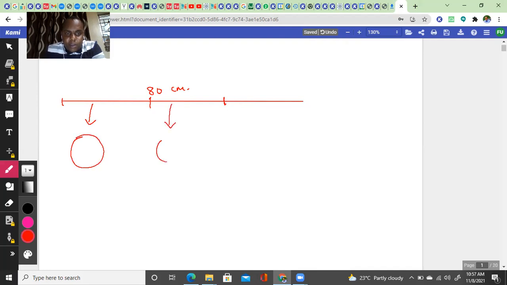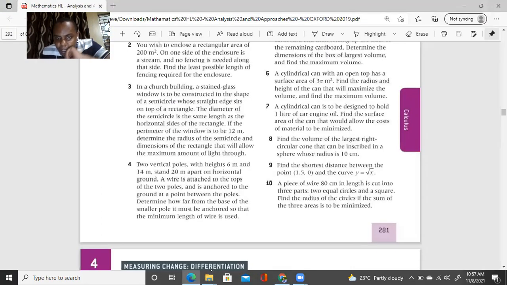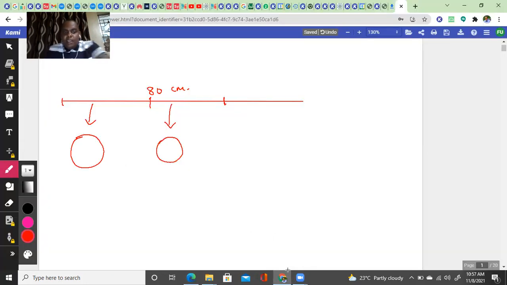This one also forms a circle. And the other one, what does it form? Let's see. So the other one forms a square, right? But we want to have the sum of the 3 areas. We want them to be minimized. So this will be a square.